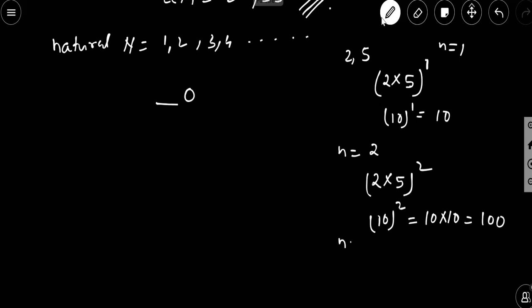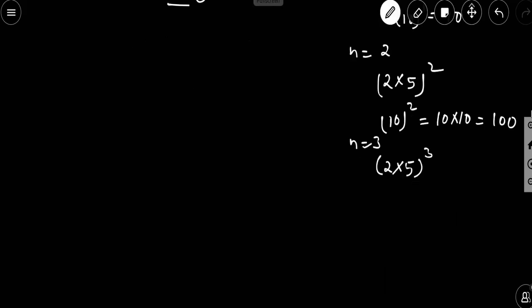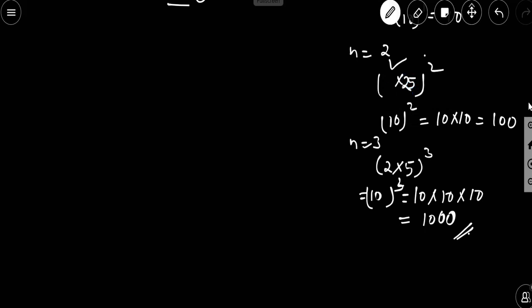Again, if I substitute n equal to 3, what do I get? 2 into 5 to the power of 3, that is 2 fives are 10, to the power of 3, which is 10 into 10 into 10, that is 1000. So that means, to get the last digit 0, it should be in the form of 2 into 5.